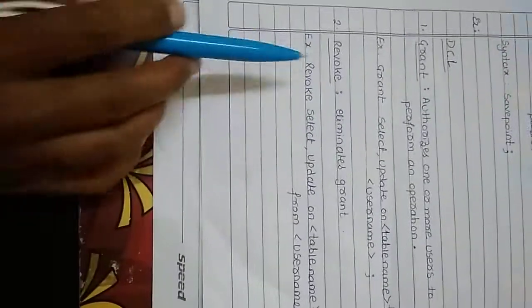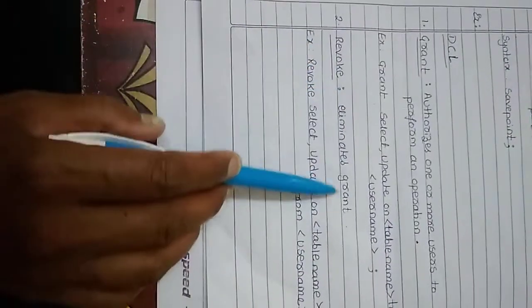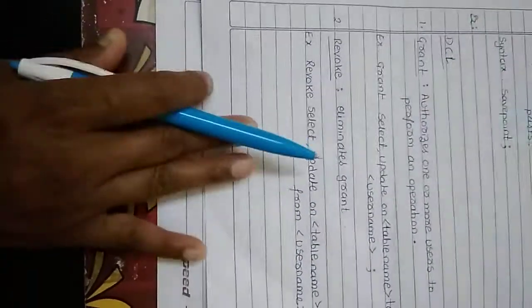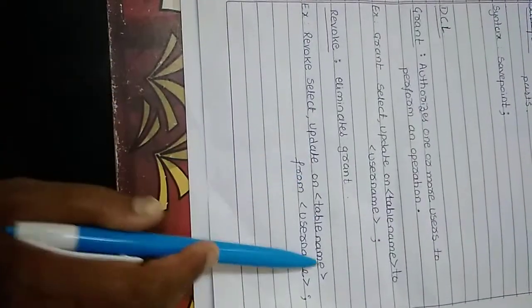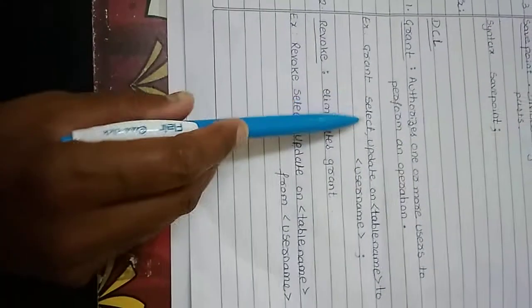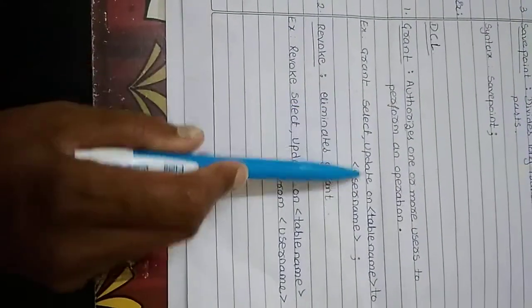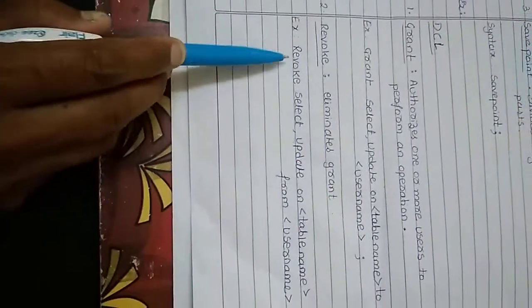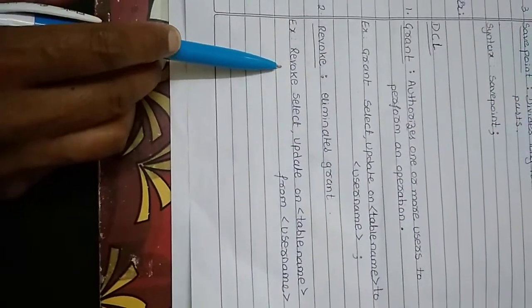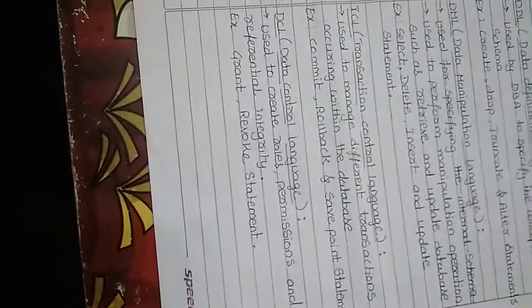Okay, then the next one comes revoke. It is going to eliminate the grant. That means whatever the permission has been granted, we can take it back by using revoke statement. So here as I'm writing, revoke select and update on table name from username. That means whatever privilege I have given here to perform select and update operations, I can revoke it back by using this revoke statement. So these are the different types of database languages available with the DBMS.